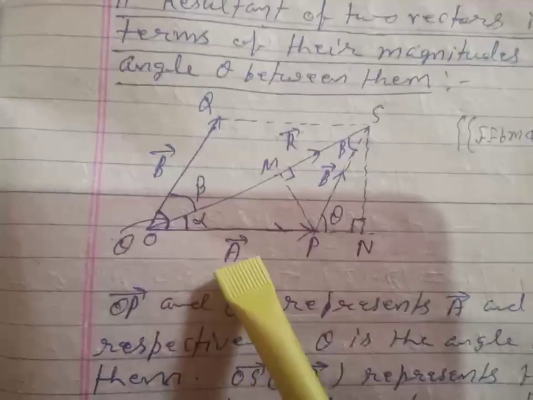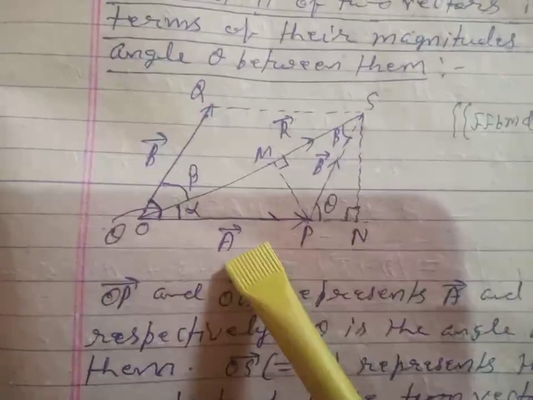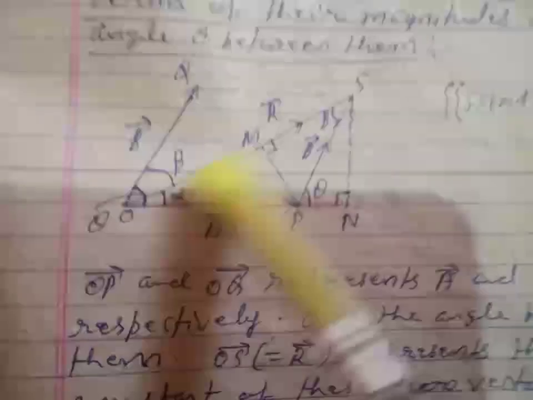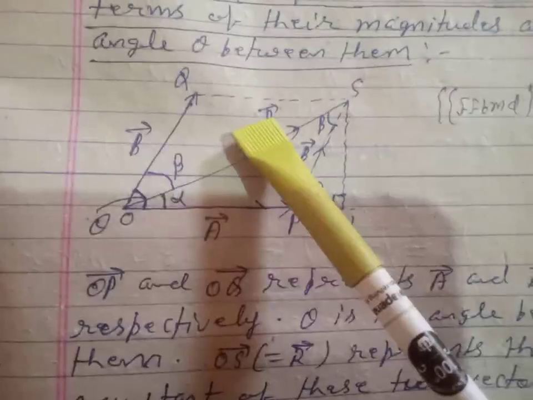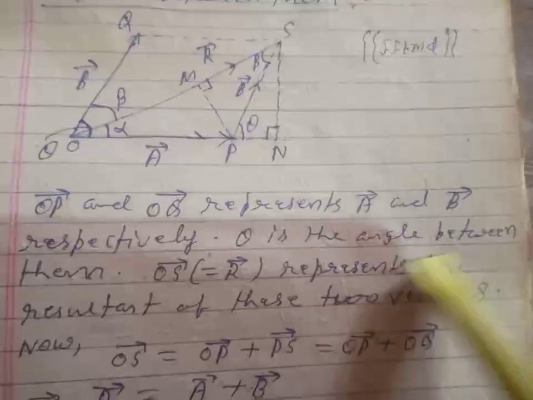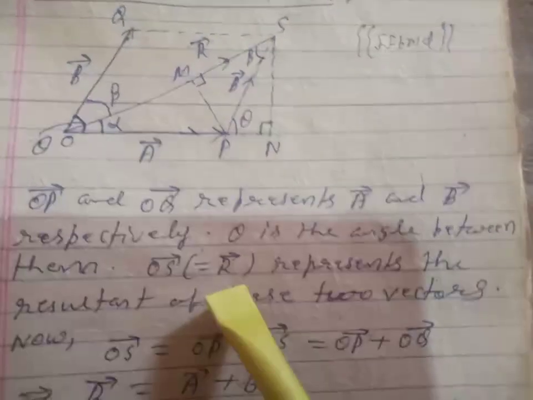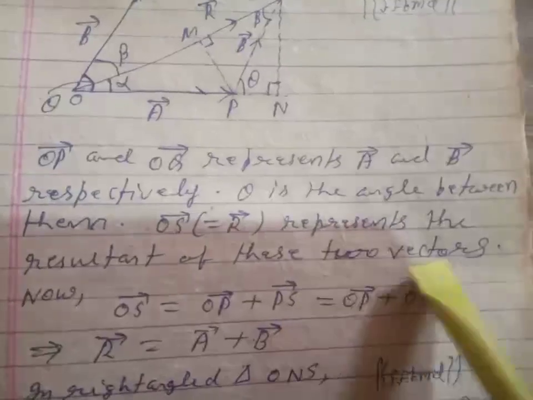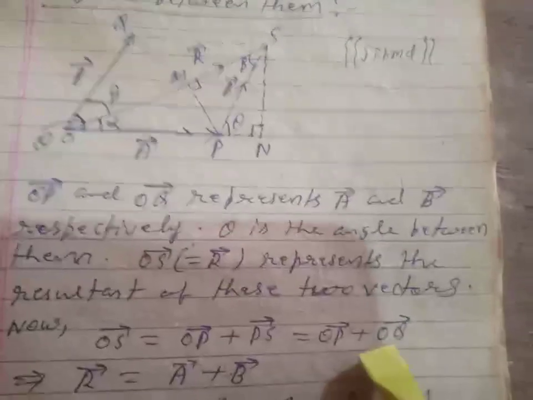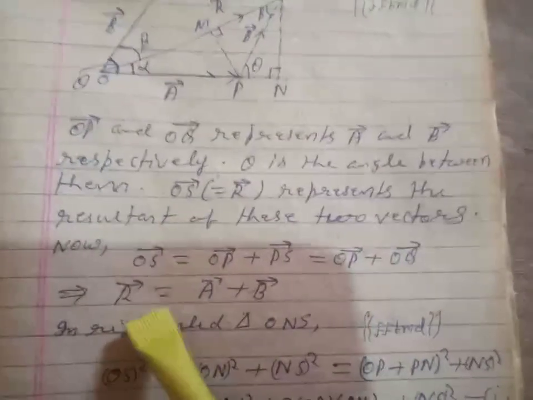Now OP vector plus PS vector represents OS vector, that is, the sum of A vector plus B vector is represented by this diagonal OS, which is written as R vector. OP vector and OQ vector represent A vector and B vector respectively. Theta is the angle between them. Now OS vector equals R vector represents the resultant of these two vectors. Now OS vector equals OP vector plus PS vector, or OP vector plus OQ vector. This implies R vector equals A vector plus B vector.